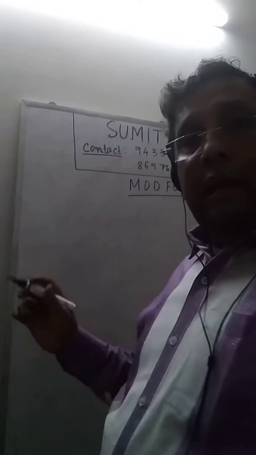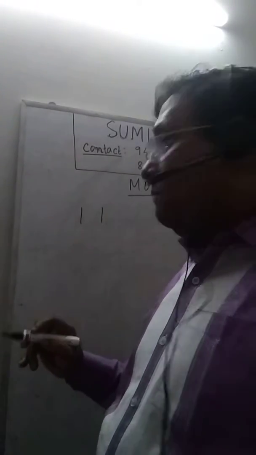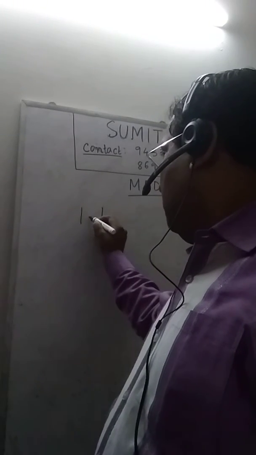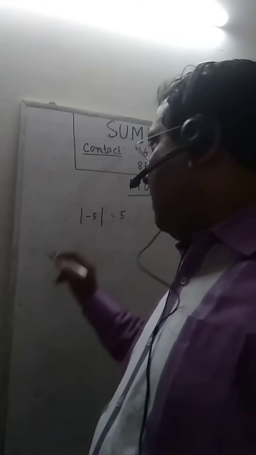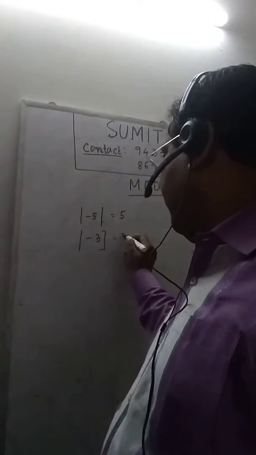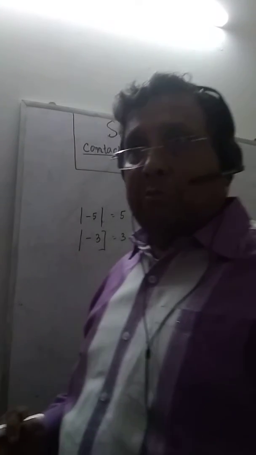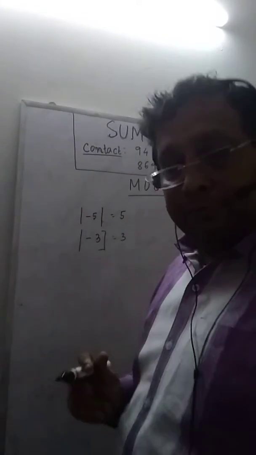All of us know from class 7, 8 onwards, the basic mod function concept is that this is the mod operation, and under this mod operation, if I write mod minus 5, this is always 5. If I write mod minus 3, this will produce 3. So the mod operation basically represents that it always produces a positive value.